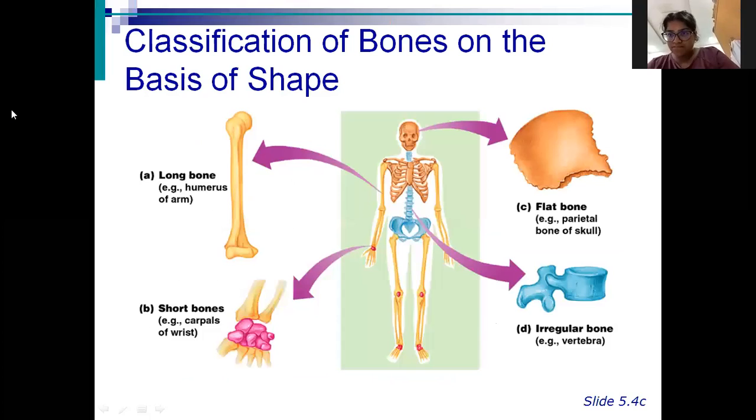Okay. Now let us see. There is one more classification based on shape. If the bone has an upper end, as you have already studied the humerus in your college, a lower end, and a shaft, you call it a long bone.